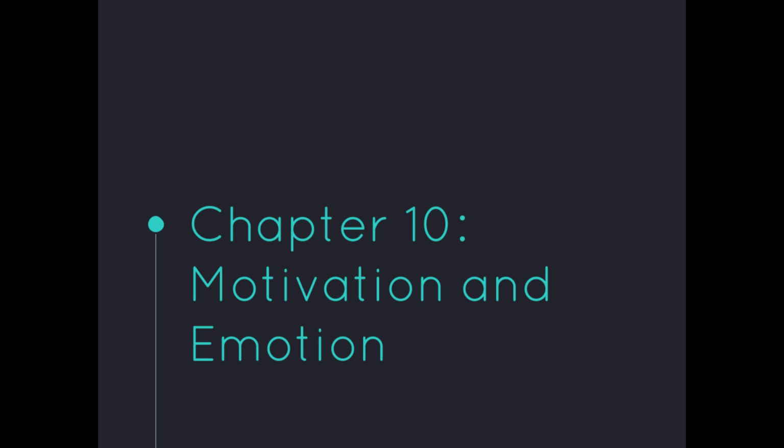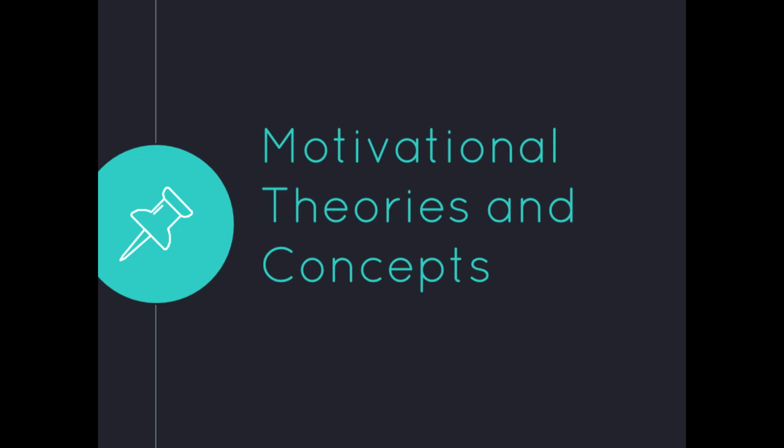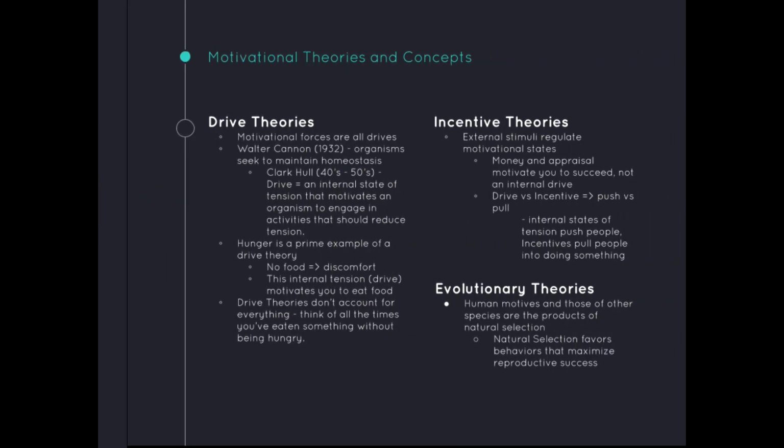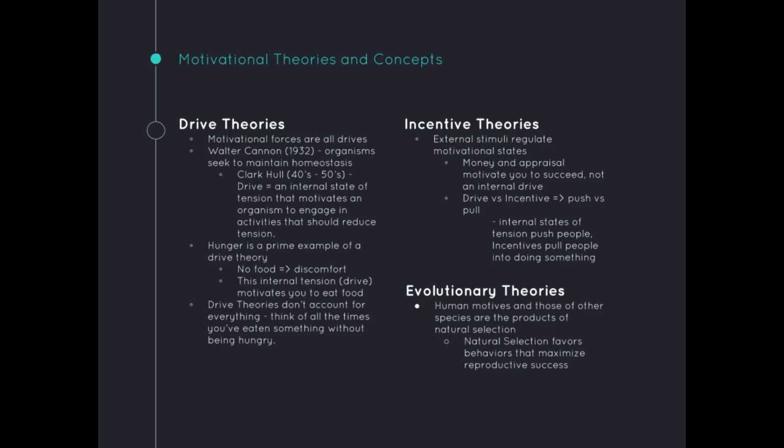Today we are going to be talking about Chapter 10 in your book, which is titled Motivation and Emotion. Let's get right into it. The first thing we're going to be talking about are motivational theories and concepts. Now, like many things in psychology, there are very many different theories. Three of them that we are going to touch on are drive theories, incentive theories, and evolutionary theories.